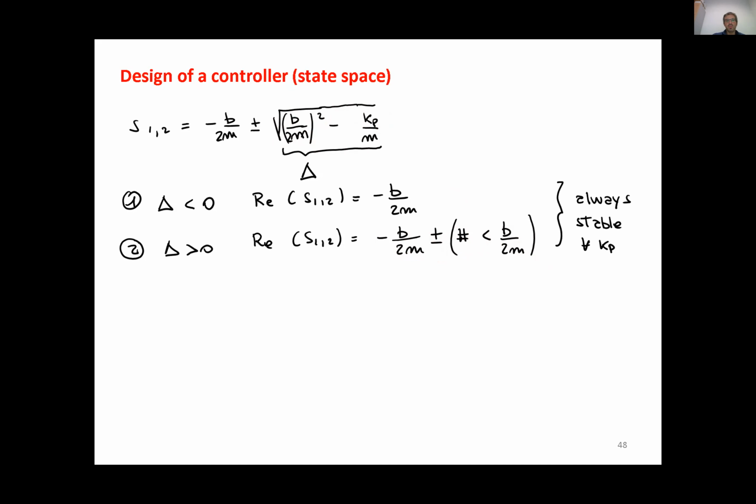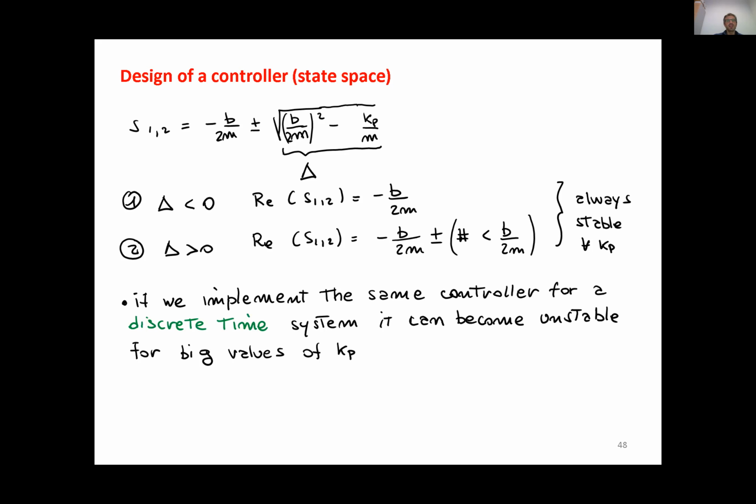This means that in both situations, for any value of Kp, we have roots or eigenvalues always with negative real part, and it means that for every value of Kp, the system is always stable.